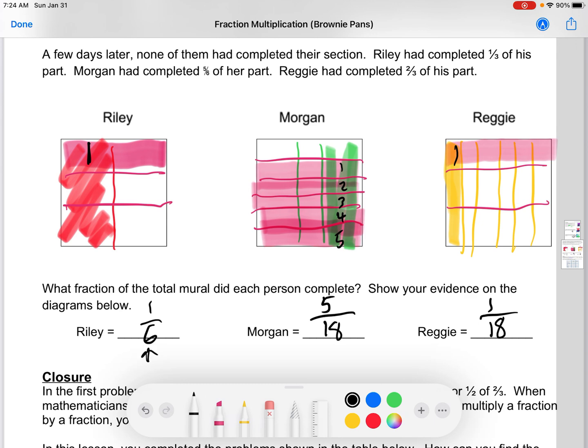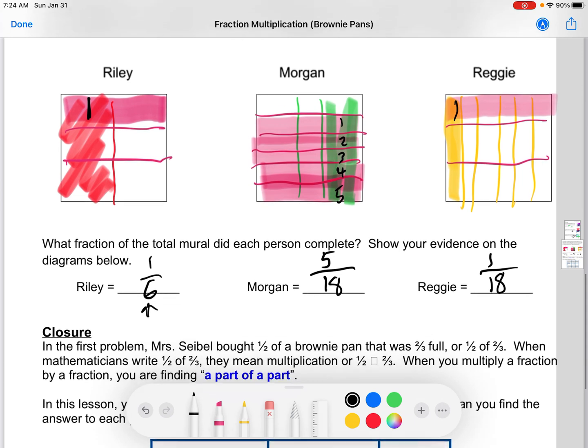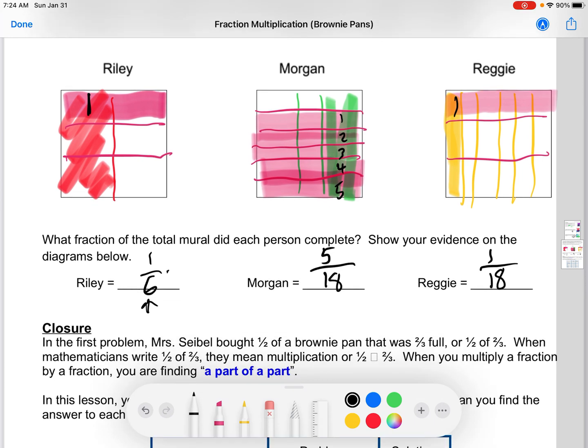But what about Riley, right? How much did Riley actually do? Let's change that. Let's multiply by a giant 1 of 3/3, and that answer is 3/18. So who did the most? Morgan. Right? Morgan did the most. And you know what's interesting?